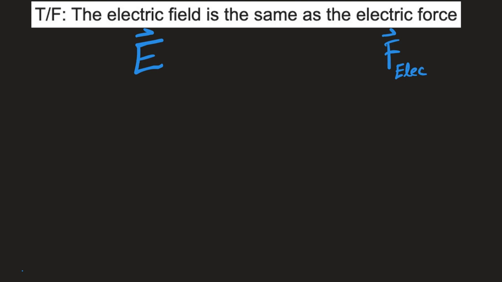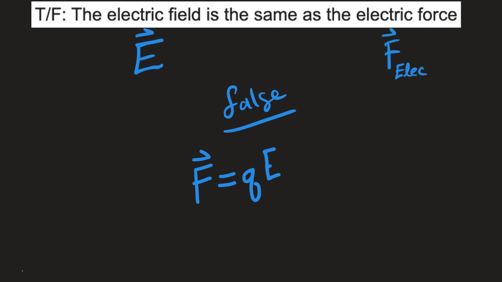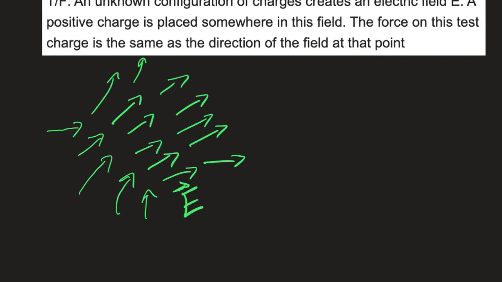And the answer is these two are not the same. This is false. And there's actually a relationship between the two of them. The force on some charge that has a charge of Q, the force on that in an electric field E, is just Q times E. So Q times E equals this electric force. And so they're not equal, but they are related. All right, next question.